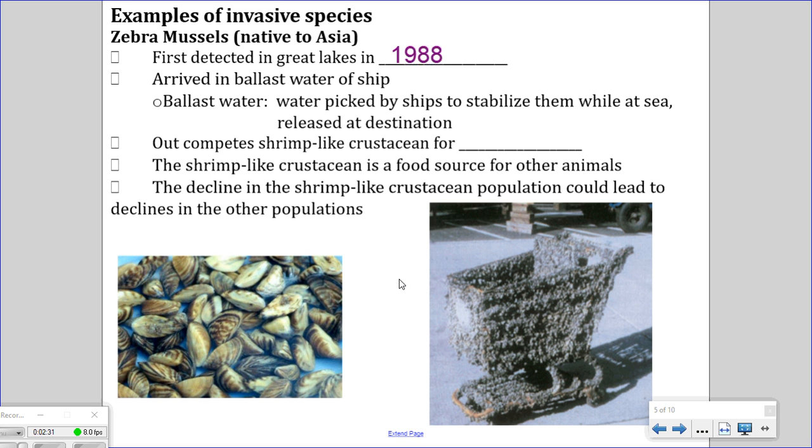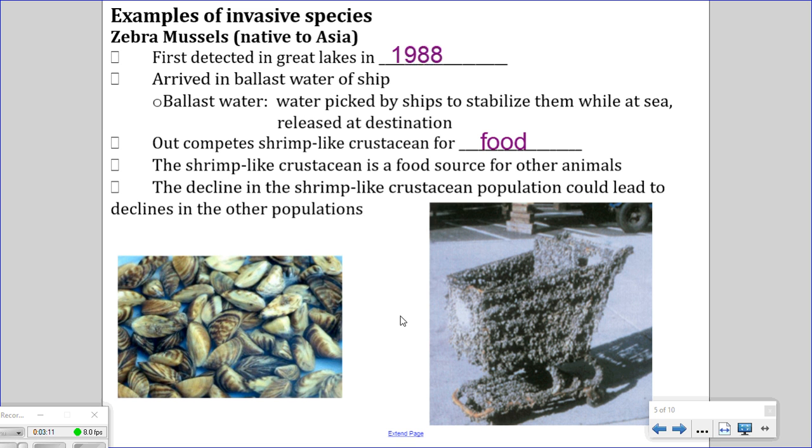So they'll pick up water in the port where they're about to leave, and then they release that water once they reach their destination. So any organisms that they may pick up in that ballast water could get released into their final port. And this is the case with zebra mussels. They're a problem because they outcompete shrimp-like crustaceans for food. The shrimp-like crustacean is a food source for other animals, and the decline in the shrimp-like crustacean population could lead to declines in other populations.